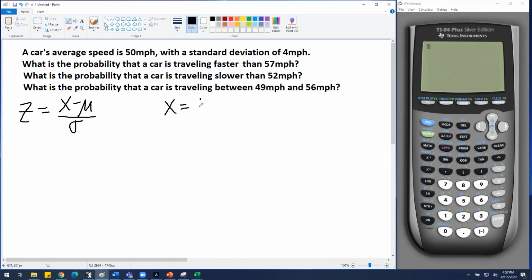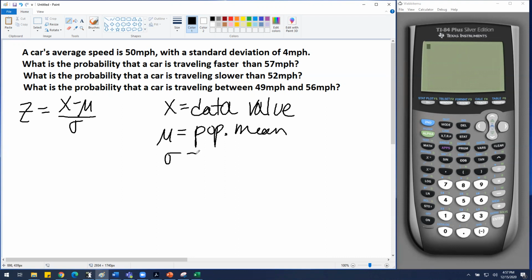X represents the data value that we're trying to locate. So more than some number, less than some number, between. That will represent your x value. Mu is your population mean. And sigma is your population standard deviation.